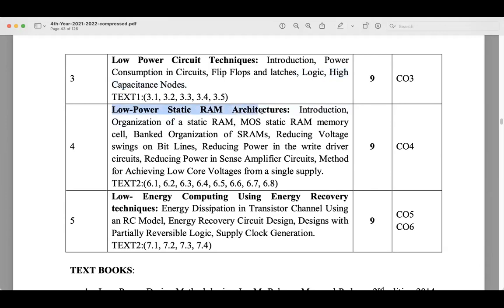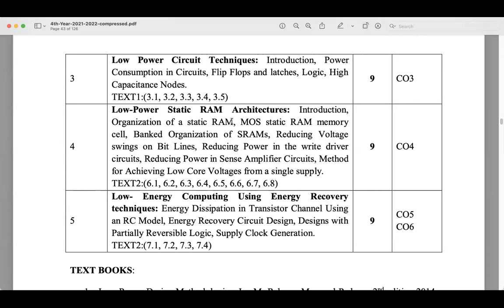Low power static RAM architectures. So here exclusively we'll be dealing with memory circuits, right? There are a lot of roles, once you graduate out of your engineering with respect to memory designs. You'll be recruited as an analog engineer, as a memory designer. So these fields are trending right now.